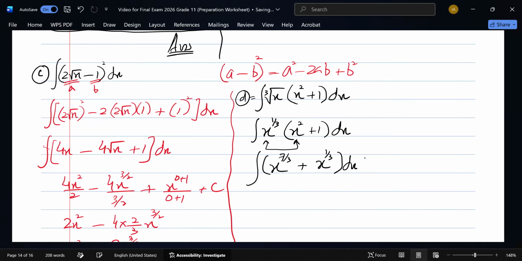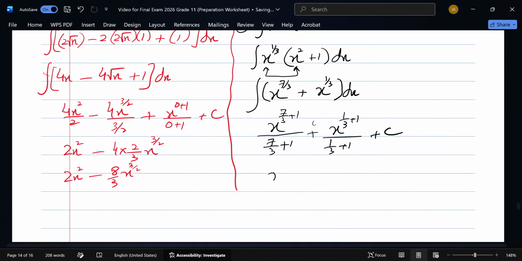Yes. x power 7 upon 3 plus 1, and don't forget to divide by the same number. So it's going to be x power 1 upon 3 plus 1, and do the same thing in the denominator, 1 upon 3 plus 1. And yes, don't forget the constant. That must be added every time.